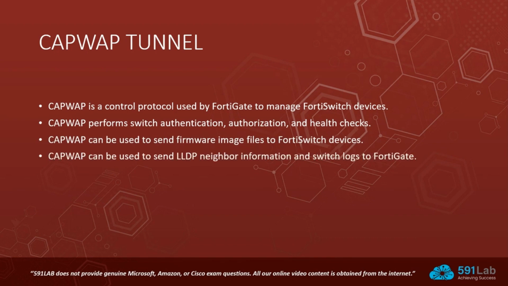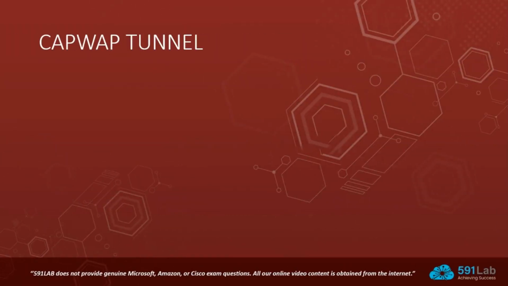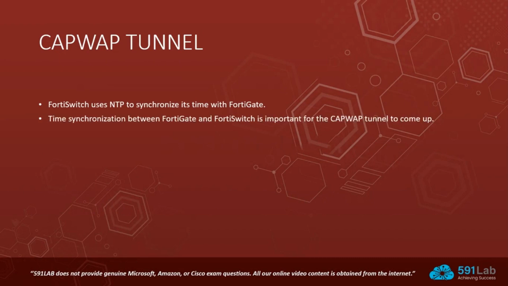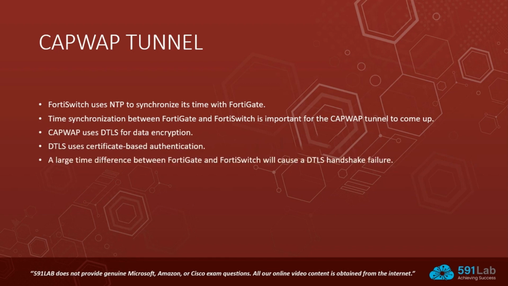NTP is used by FortiSwitch to synchronize its time with FortiGate. Time sync between FortiGate and FortiSwitch is the main reason for the CAPWAP tunnel to come up. DTLS is used for data encryption by CAPWAP, because DTLS uses certificate-based authentication. The DTLS handshake fails if the time between the two devices is different. Therefore, the CAPWAP tunnel will not come up.